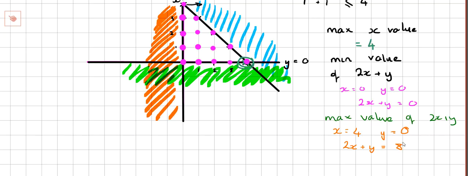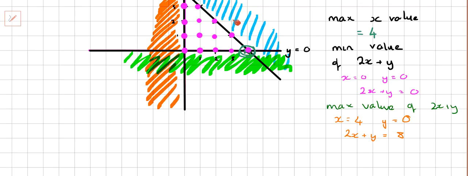Can we do any better than that? 3 and 2. Well, 3 and 2 is outside of my region. I can't use that. But what about 3 and 1? So when x is 3, y has to be 1. So that would be 2x plus y equals 7. Okay, that's still not good. Could it not be 4 and 1? Well, it might be that 2x plus y equals 8 is actually the biggest one. And the reason is we've tried this one, and we've tried this one, and this one is the biggest.